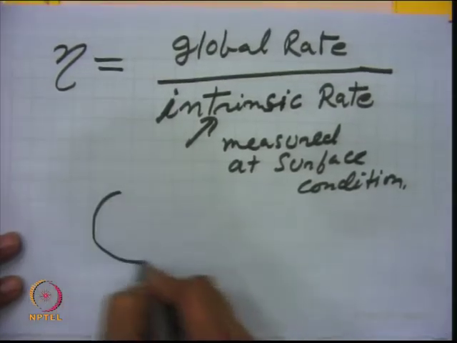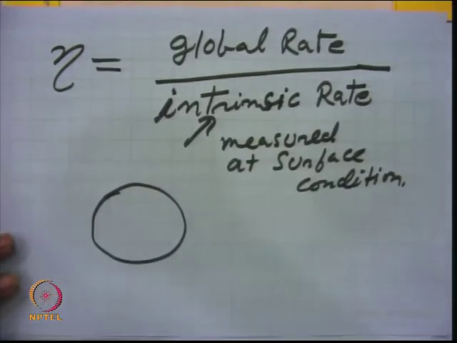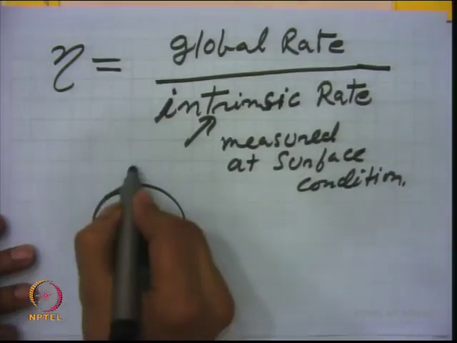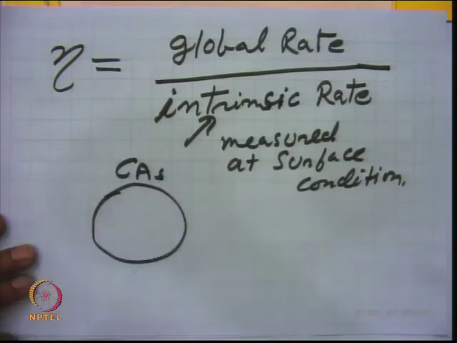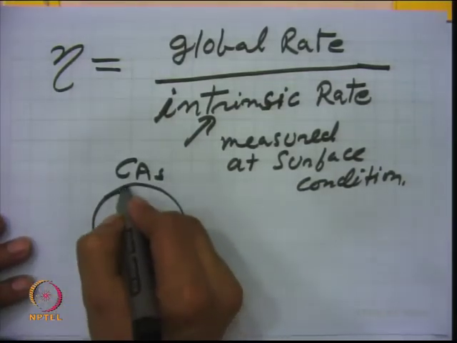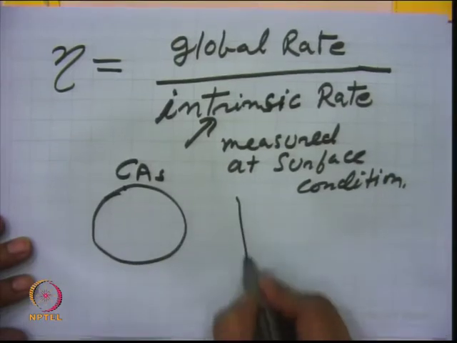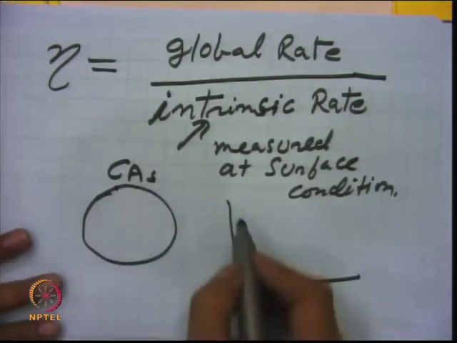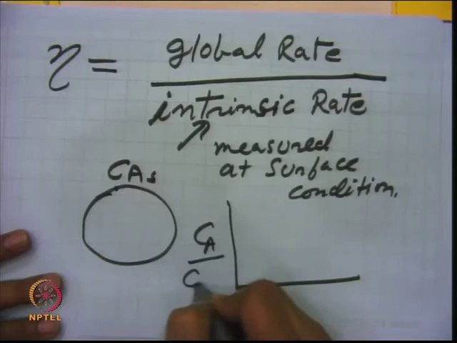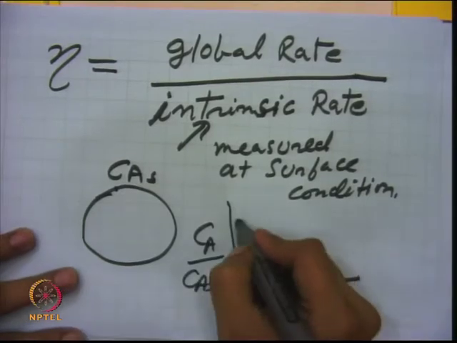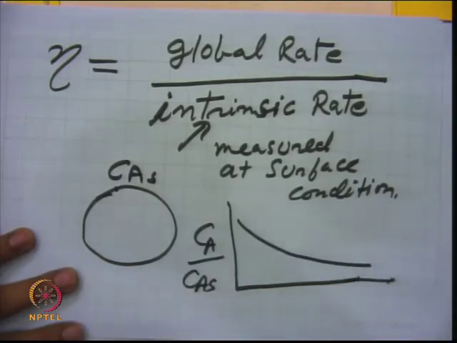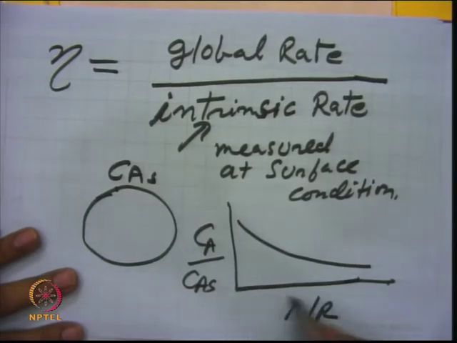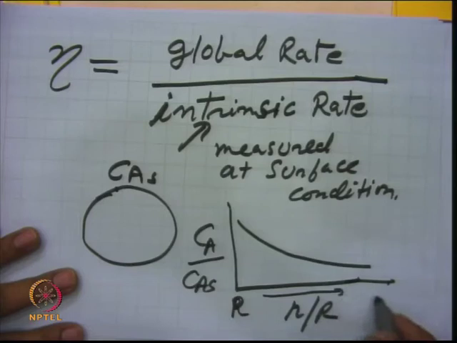Now look at the picture. This is a spherical catalyst, and here we have written the surface concentration C_AS. The concentration profile is changing, as we have the profile for C_A by C_AS, and it goes down something like this. This is your r by R, which I have written from this side. At the surface, r is equal to capital R, and then this goes to the center, which is 0.